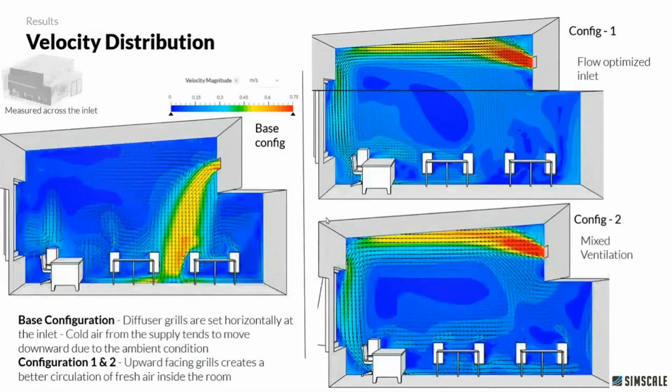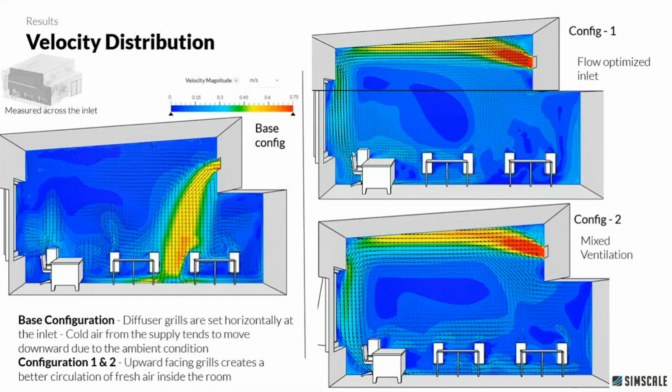The first results we are interested in are the distribution of the air within this room. So a comparison between the base configuration and the other two configurations is done here. On the left, using the base configuration, you can already see that due to the lesser HVAC inlet, the air tends to move downwards right from the inlet due to the ambient conditions present within this room.